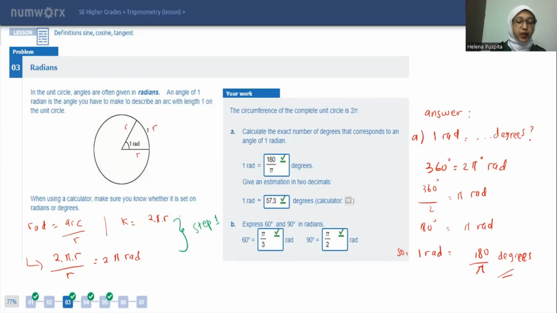Number 3. In the unit circle, angles are often given in radians, and an angle of 1 radian is the angle you have to make to describe an arc with length 1 on the unit circle. When using a calculator, make sure you know whether it is set on radians or degrees.